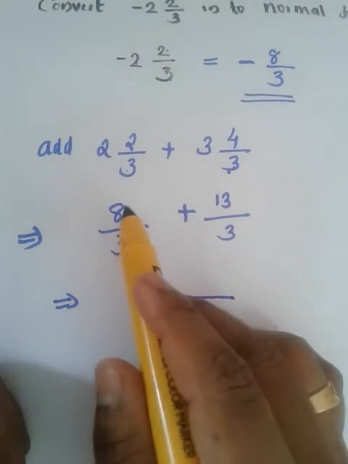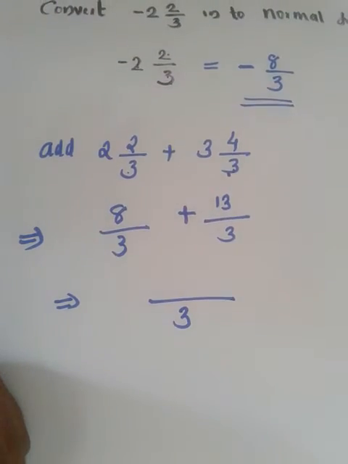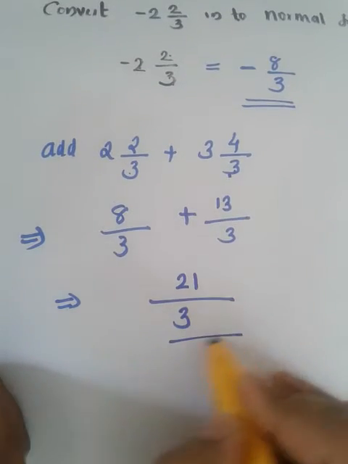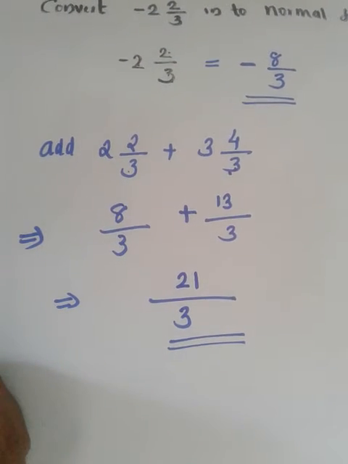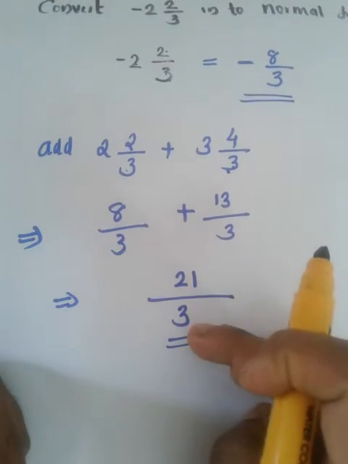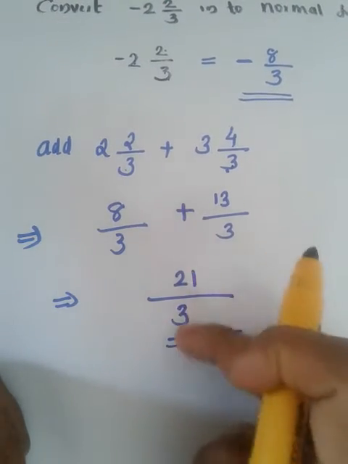Then add the numerators. 8 plus 13. What is 8 plus 13? 21. So the answer will be 21 by 3. Okay. Can you reduce 21 by 3? Yes, you can simplify. You can simplify by 3.